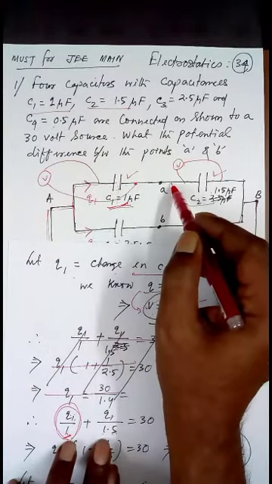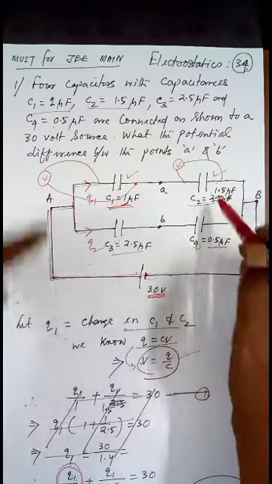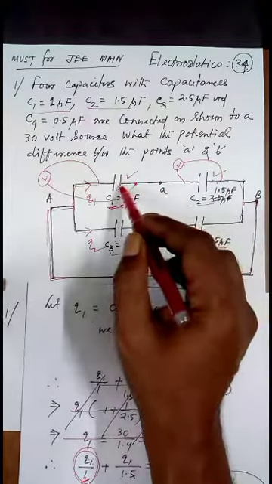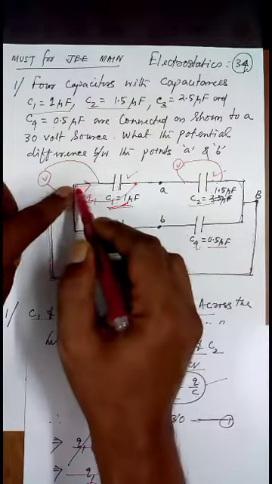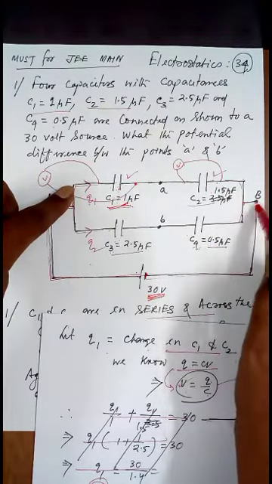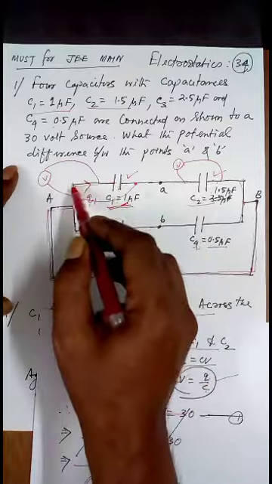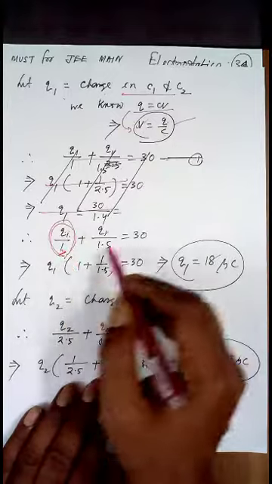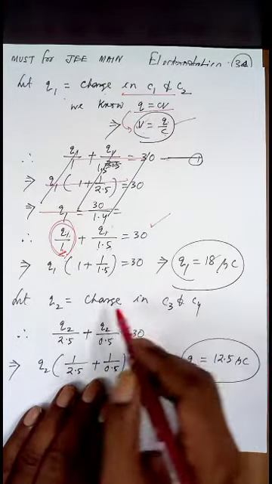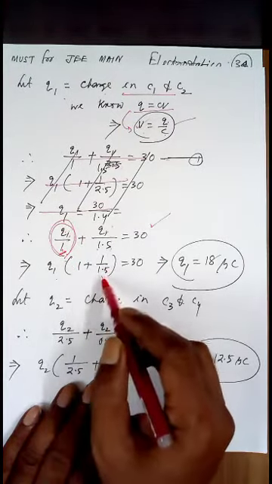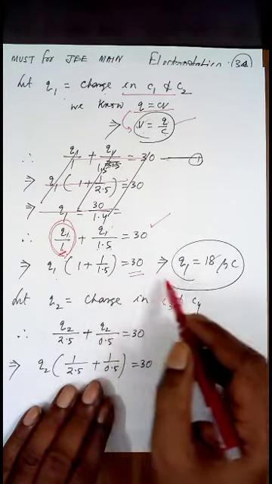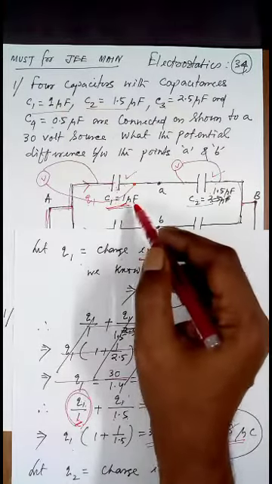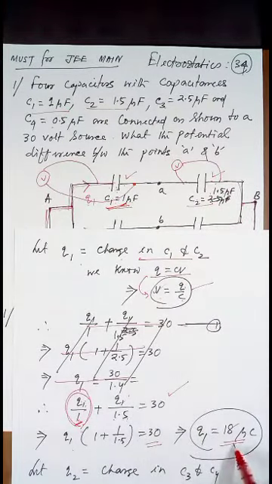Now this voltage plus this voltage is nothing but the voltage across this plus voltage across this, which is the total voltage across this. That is the same thing as 30 volt. So Q1 by 1 plus Q1 by 1.5 is 30. I take Q1 common, I am left with 1 plus 1 by 1.5 equals 30. So I get Q1 is equal to 18 microcoulomb, because this was given in microfarad, so the charge will be in microcoulomb.